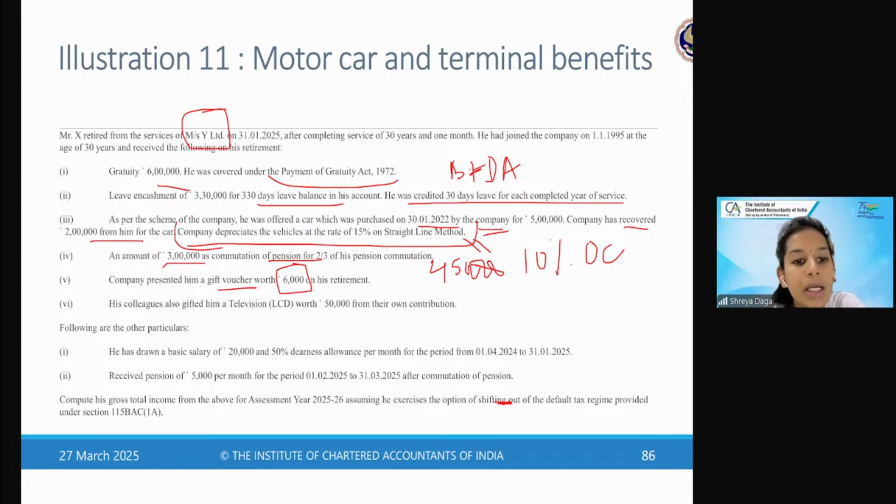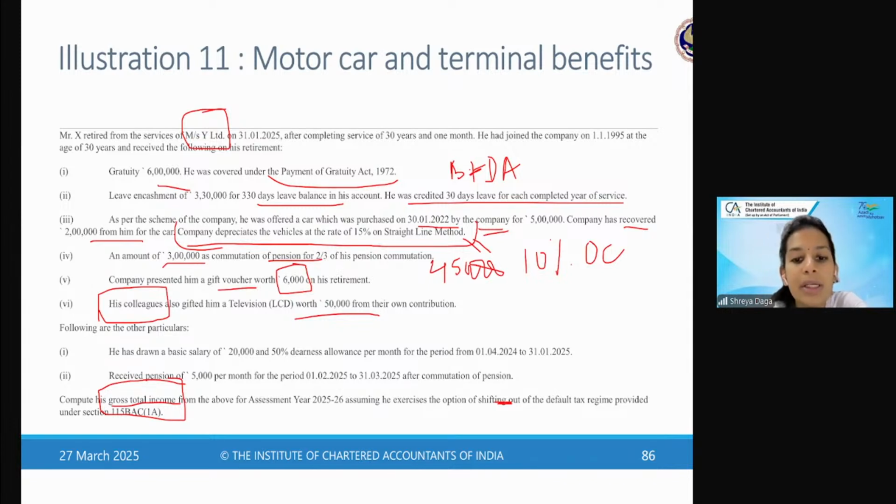6,000. Then his colleagues gifted him a television. Now we don't get trapped in this trick. We are not scared by all this. We know that if his colleagues give anything to him, then it is not employer-employee relationship, and we are not going to evaluate this under the head salary. But here you have been asked to give GTI, not just gross income from salary. So you'll have to give a treatment to this. If it is taxable under other head, you may have to do that also, because you have been asked to compute GTI and not just income from salary.